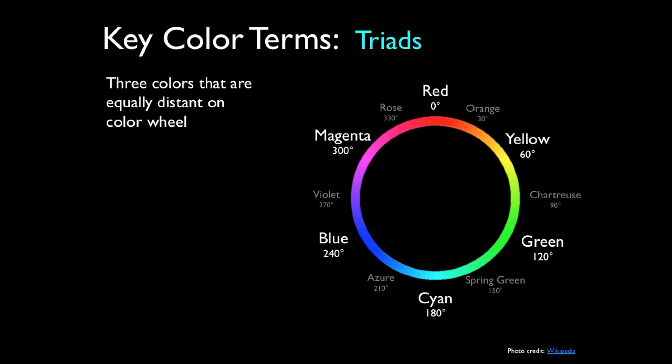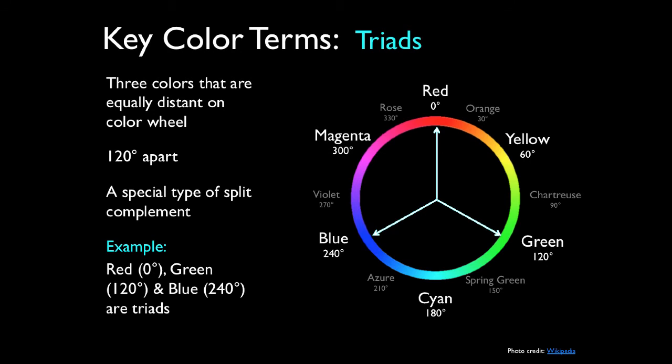Triads. Triads are three colors that are equally distant on the color wheel. So these colors are going to be 120 degrees apart, and you can also think of this as a special type of split complement where that gap is 60 degrees apart. So for example here, red, green, and blue, all 120 degrees apart, form a triad. The reason you can think of it as a split complement is cyan would have been the complement of red at 180, but I go 60 degrees to the left and 60 degrees to the right, and I get my blue and my green.